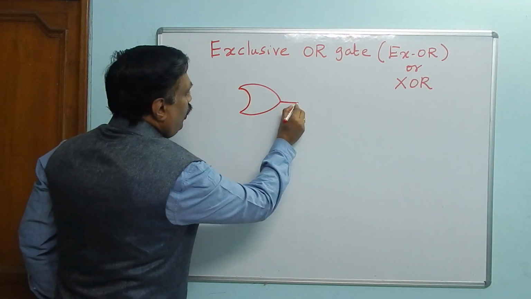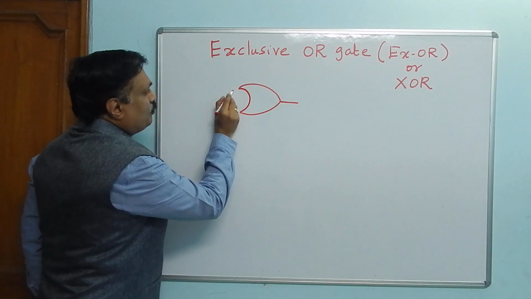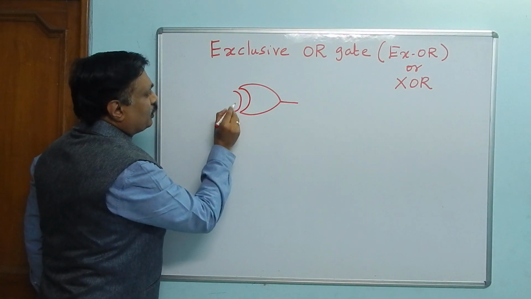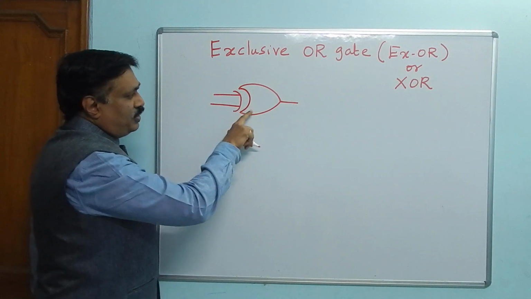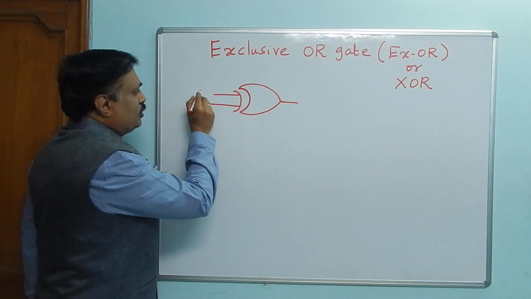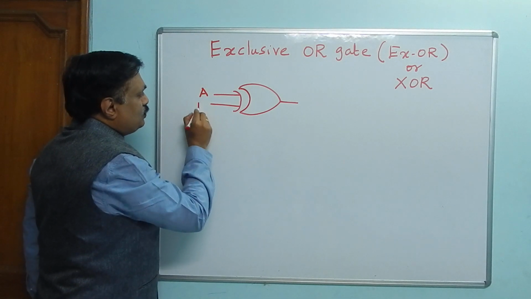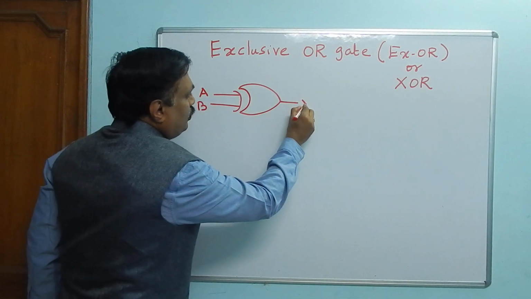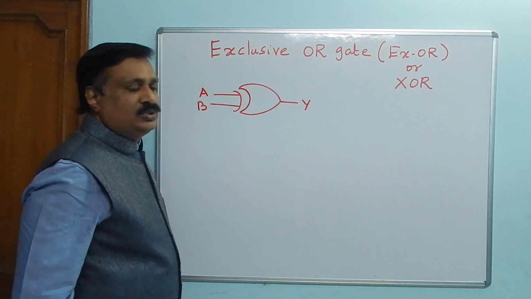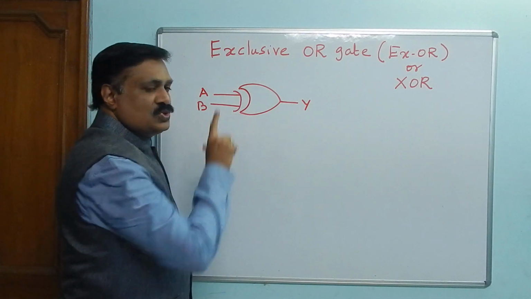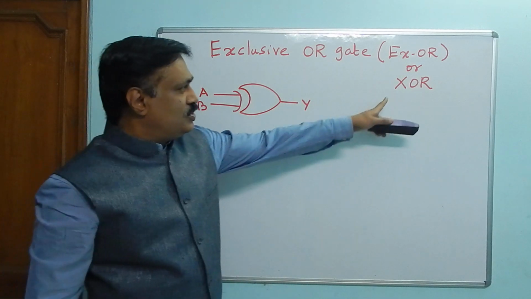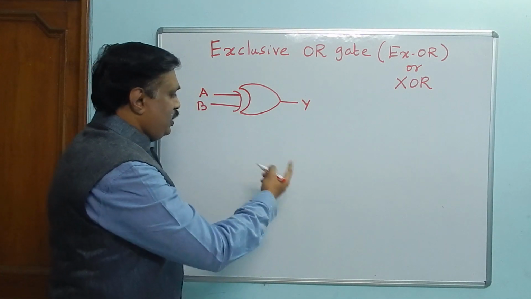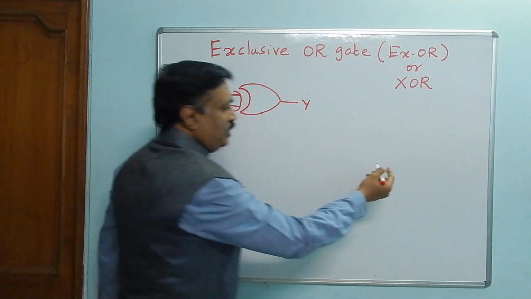This is the OR gate. Now, if you put one curve here, then it is the exclusive OR gate. OR gate and one curve. Two inputs A and B and Y output. This is the exclusive OR gate, or XOR gate, or simply XOR. Okay. Now I will write the truth table.